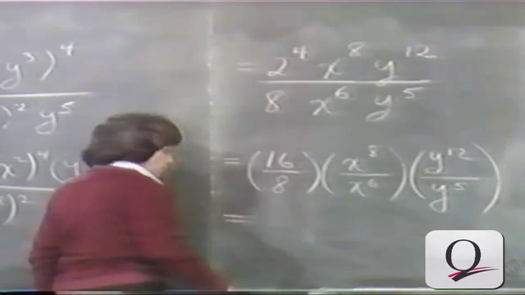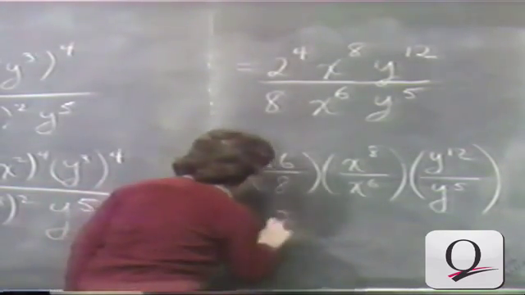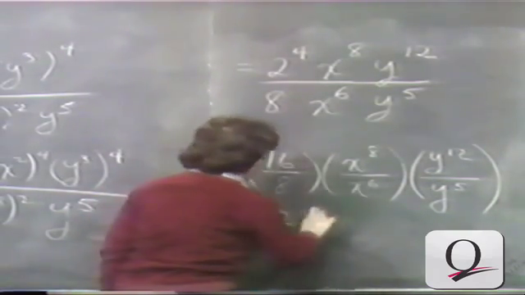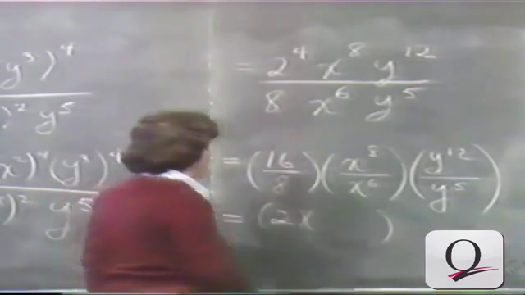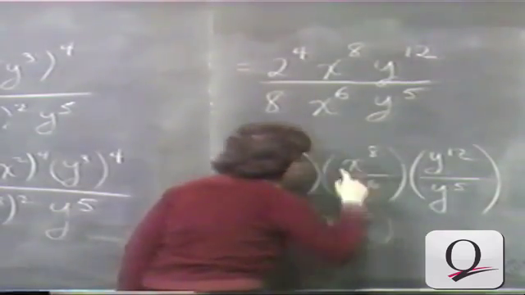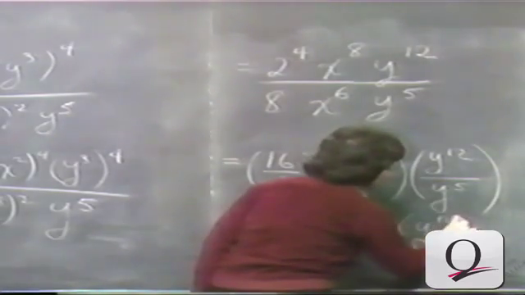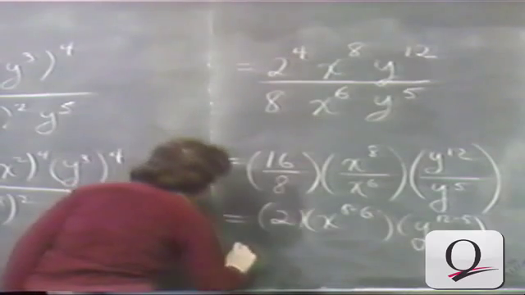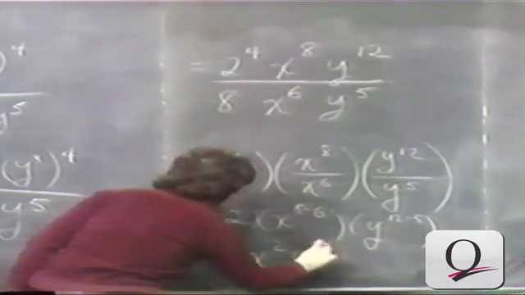Now, first let's worry about the constants here. 16 divided by 8, that's just going to give us 2, or 2 over 1. X to the 8th over x to the 6th, using the second rule for exponents: when you divide, you subtract, of course. You have x to the 8 minus 6 power, and here y to the 12 minus 5 power, for a final answer of 2 x squared y to the 7th power.